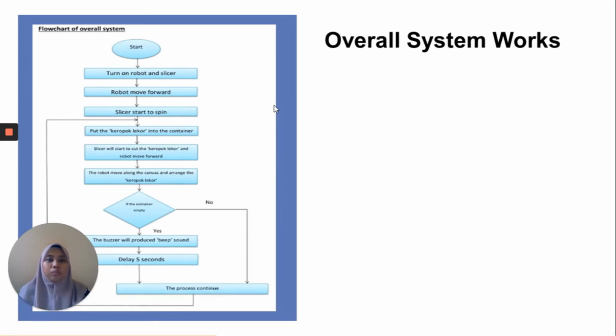The worker will put the robot Lego into the container on the slicer, and the slicer will slide it in, and the robot will move forward, left or right according to the direction. When moving around, the robot will drop the Lego slices on the drawing canvas.